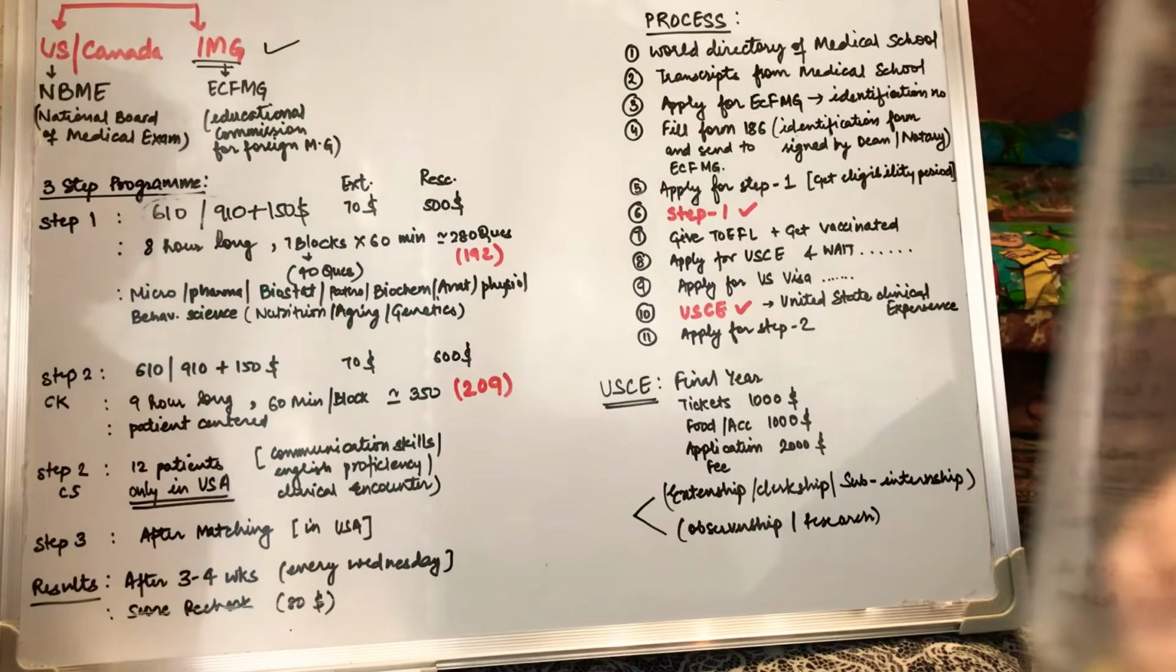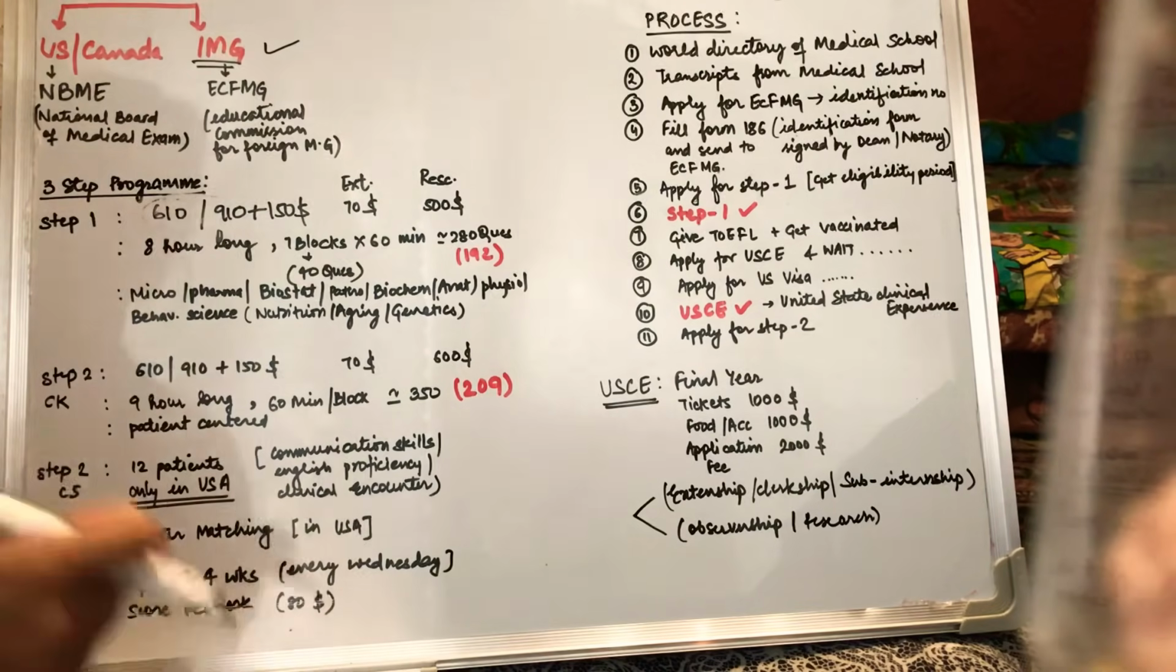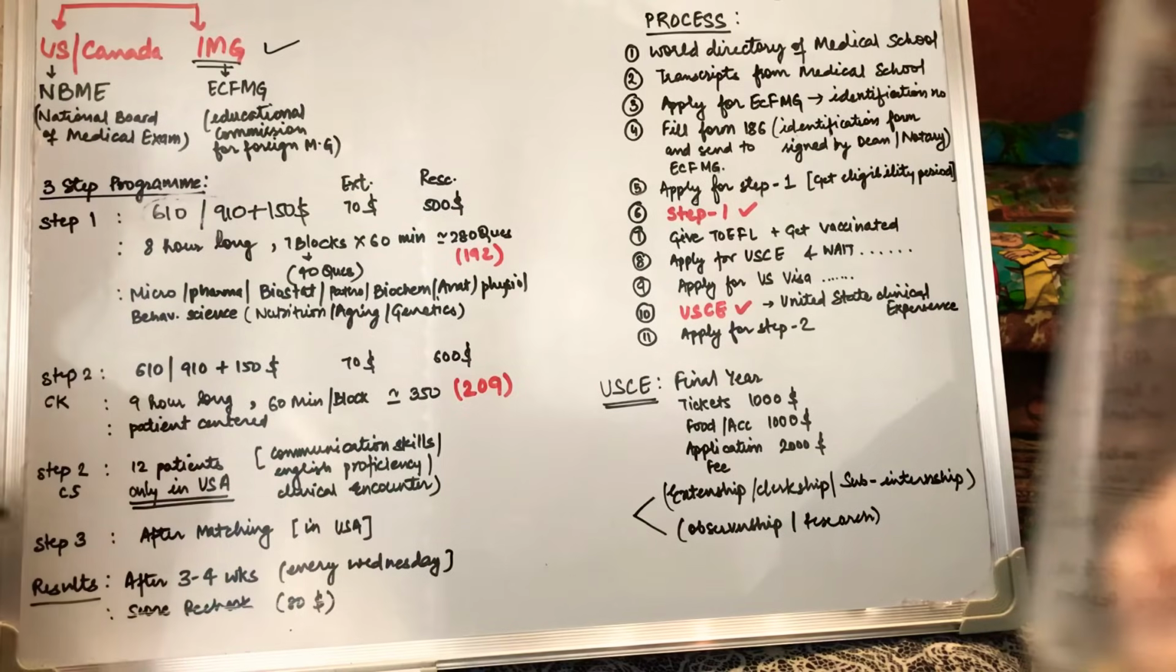Now the qualification score for step 1 is 192. If you get 192, you qualify. And the average score for 2017-18 was approximately 225 to 230, I guess.